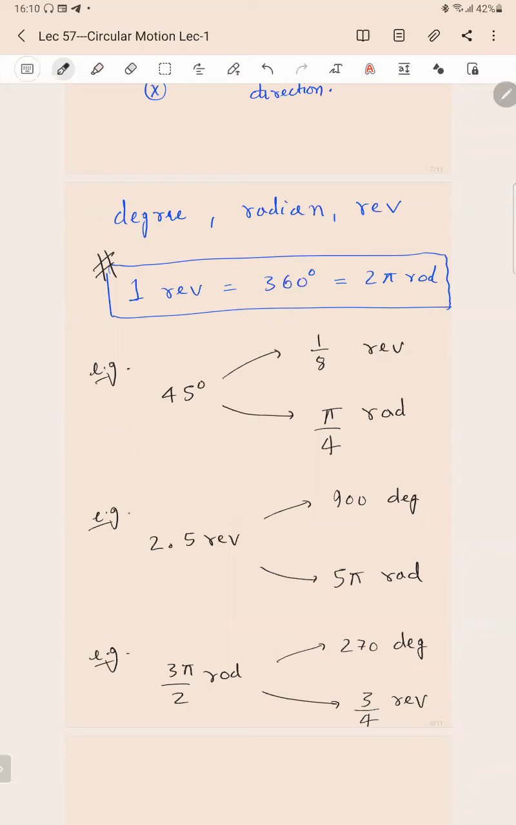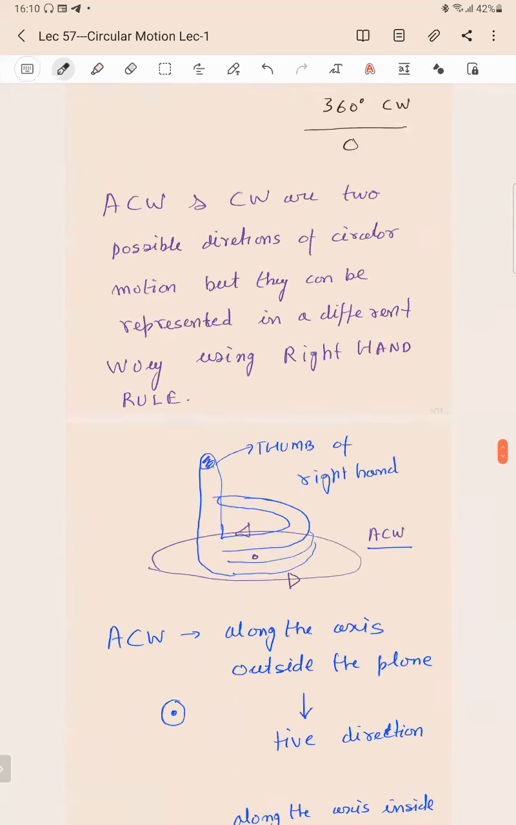So are you comfortable with angular displacement now? Are you comfortable? Yes, sir. Okay, okay.